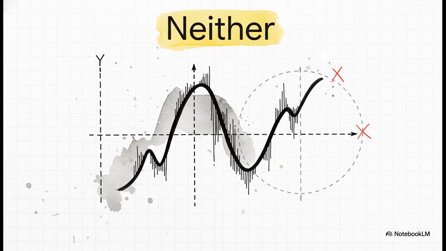Of course, there's always a third option, right? Sometimes the result you get isn't the same, and it isn't the exact opposite. Maybe some signs flip, but others don't. In that case, the function is just neither. And that's totally fine. In fact, most functions out there actually fall into this category.